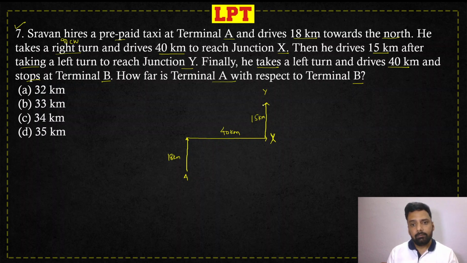Finally, he takes a left turn and travels 40 kilometers to reach terminal B. So now, how far is terminal A with respect to terminal B? 18 kilometers this, and this will be parallel to this, so 15 kilometers more. 18 kilometers plus 15 kilometers, so it will be 33 kilometers.